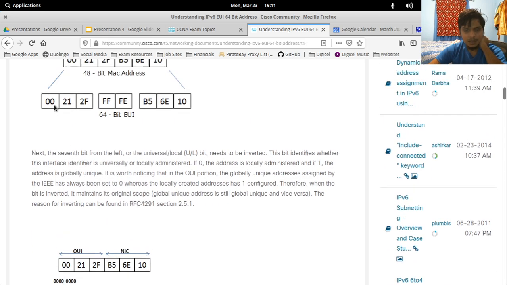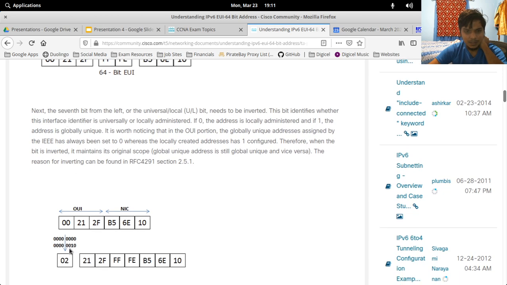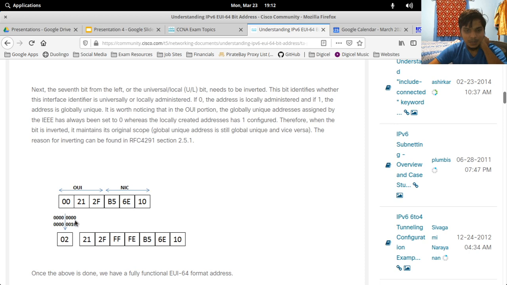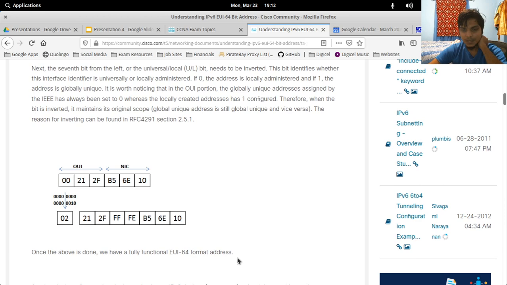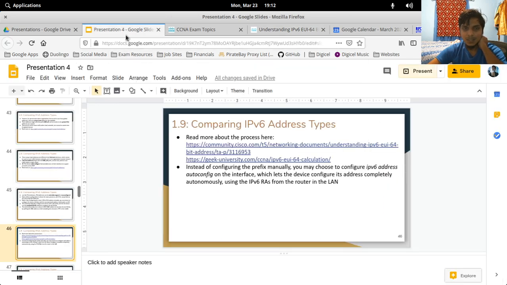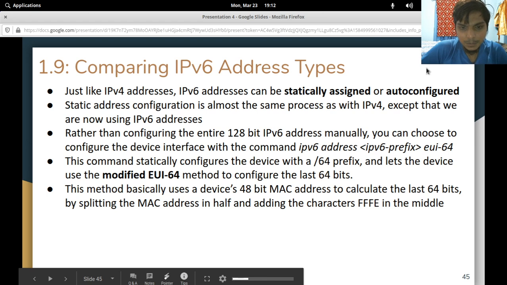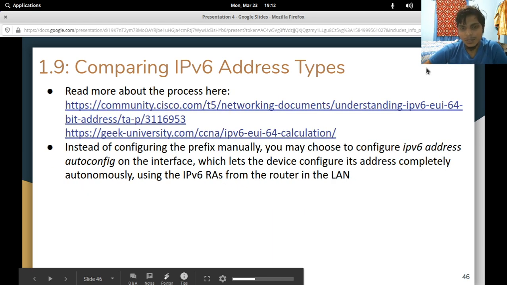Yeah, so you just check the bits here, and the 7th bit here, see it here. So 0 0, you take this, convert it to binary, and then you flip that 7th bit from the left, and you get your fully functional EUI64 address. So follow this link here, or this link, and get an idea of how the modified EUI calculation is performed. You will need to calculate it most likely, but just to get an idea of how to do it.